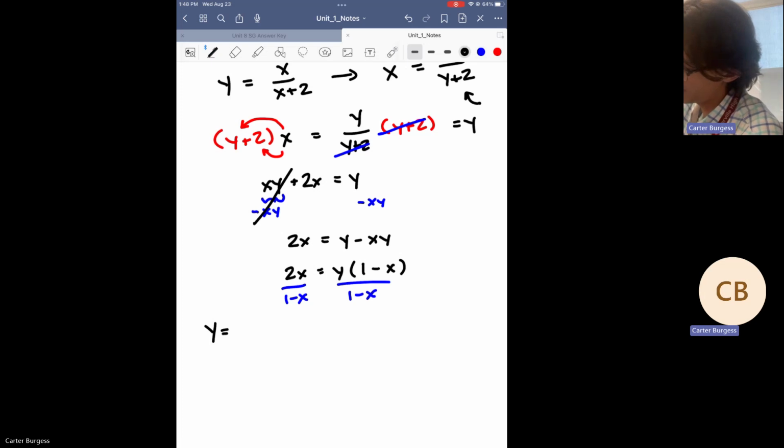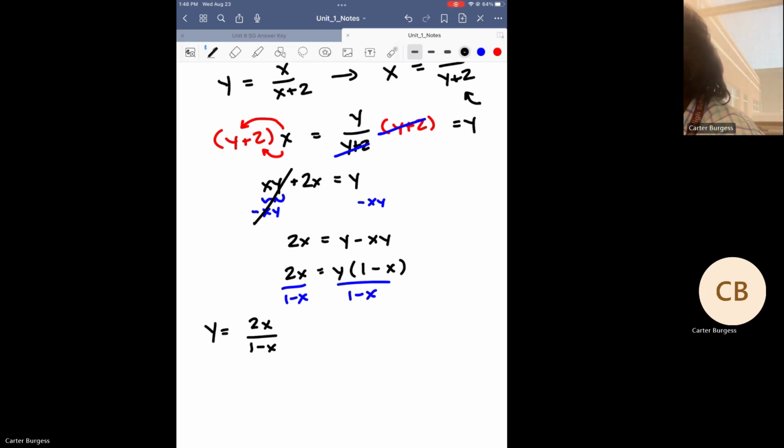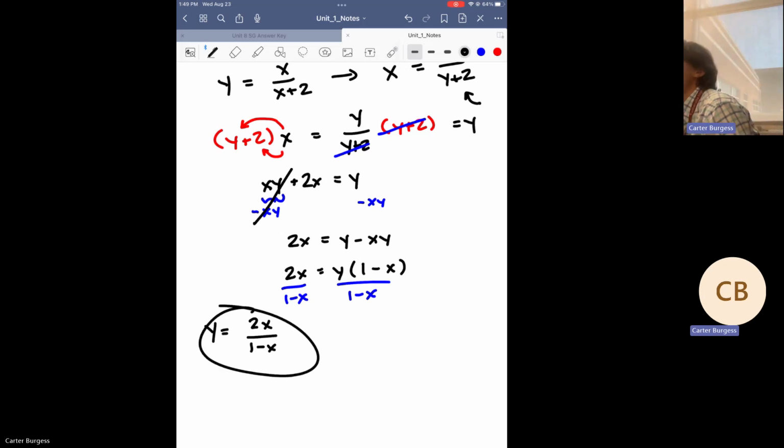And what do I end up with? Well, this is going to be 2x over 1 minus x. Quick question, can these x's cancel? They cannot cancel because the denominator x is being subtracted. It's not being multiplied. Very good. Okay, fantastic. And this is our inverse function. This right here, our inverse function.